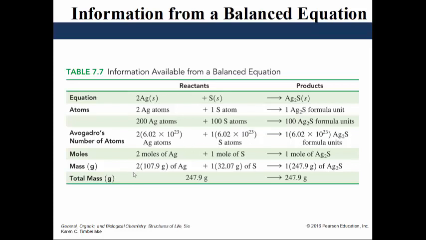Then we get down to the bottom, where you're comparing the mass of both reactants and products. The mass of 2 moles of silver plus the 1 mole of sulfur, that added together gives you 247.9 grams. If you add up the mass of the products, Ag2S, 2 silvers plus 1 sulfur, also gives you 247.9. Even though there are 2 reactants and only 1 product, the masses are equal.